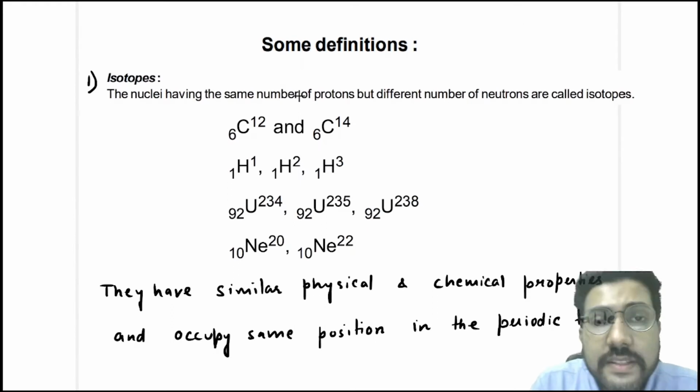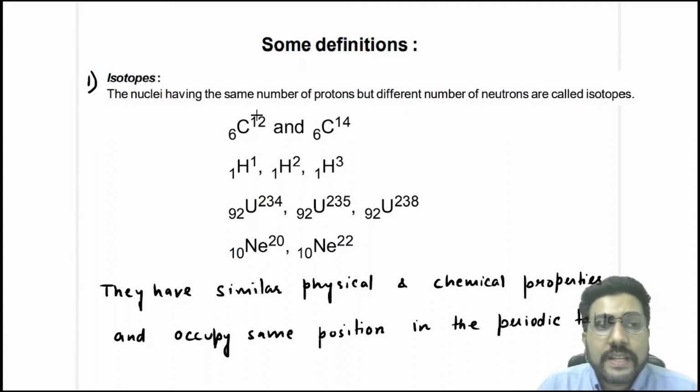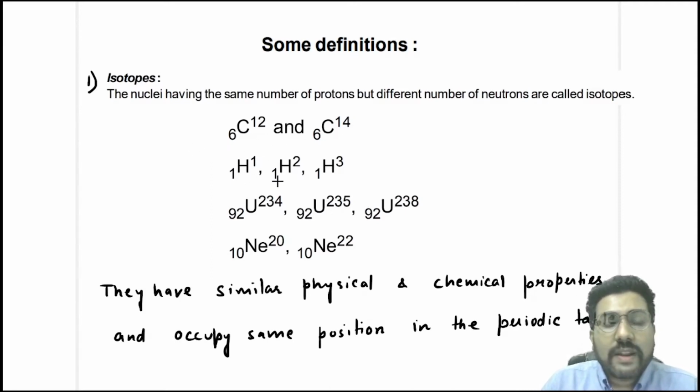Let us discuss some definitions. The first definition is, what is an isotope? The nuclei having the same number of protons, so the proton numbers are the same, but the mass number or the neutron number are different, are called isotopes. For example, C-12 (6) and C-14 (6) are isotopes. 1H1, 1H2, 1H3: these three are isotopes because the proton number or the atomic number is the same. Neon 10-20 and neon 10-22 are also isotopes.